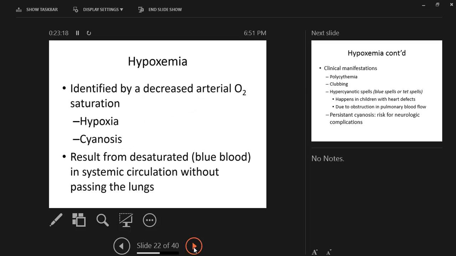Okay, hypoxemia is identified by decreased arterial O2 sats. Hypoxia, the low oxygen saturation, would be measured, and then cyanosis is a more observable sign, with the blueness in the typical areas, the nail beds and around the mouth, the circumoral area. It results from desaturated blue blood in the systemic circulation without it passing to the lungs, in the case of cyanotic or mixed blood flow cardiac anomalies.